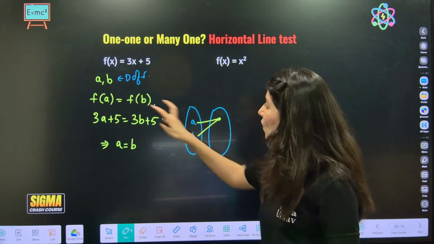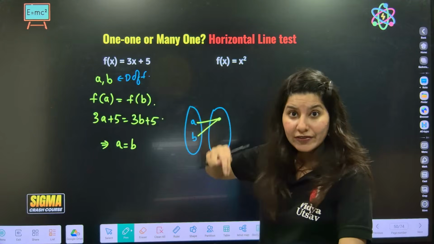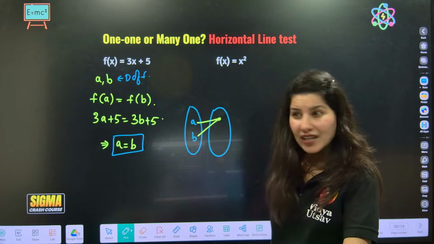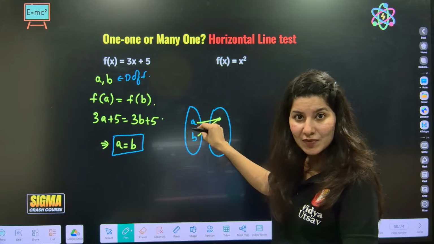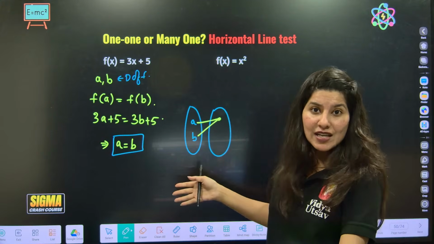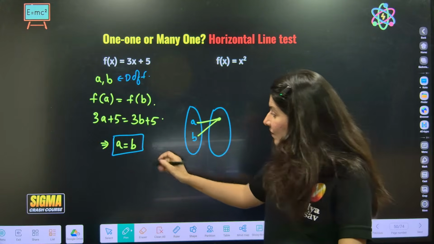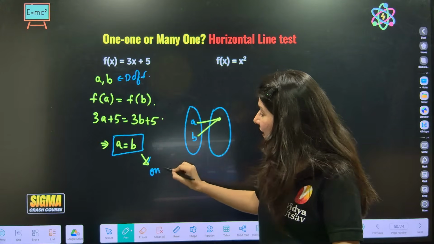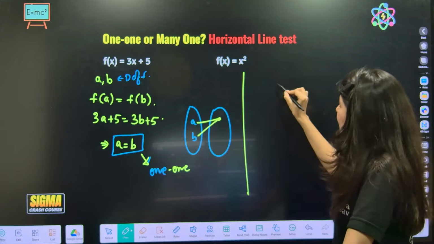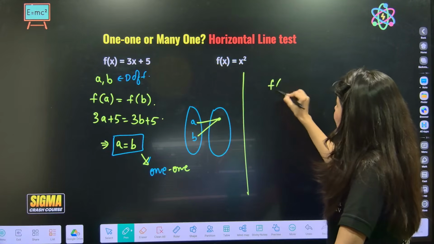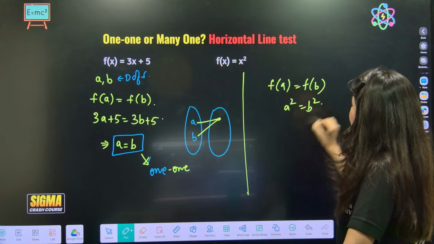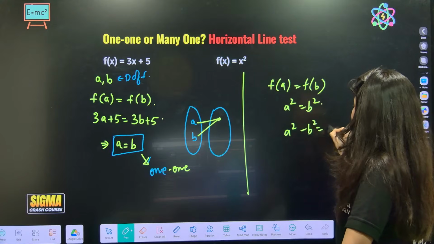And the moment you equate the output for different inputs, what you get is that a and b are the same. If a and b are the same, it means we are trying to make this function many-one, but it is rejecting. That means it is one-one. So if you get a and b equal, this is one-one. Now this case, let's do it. So a and b again. f(a) is equal to f(b), so a square is equal to b square. So a square minus b square is equal to 0.